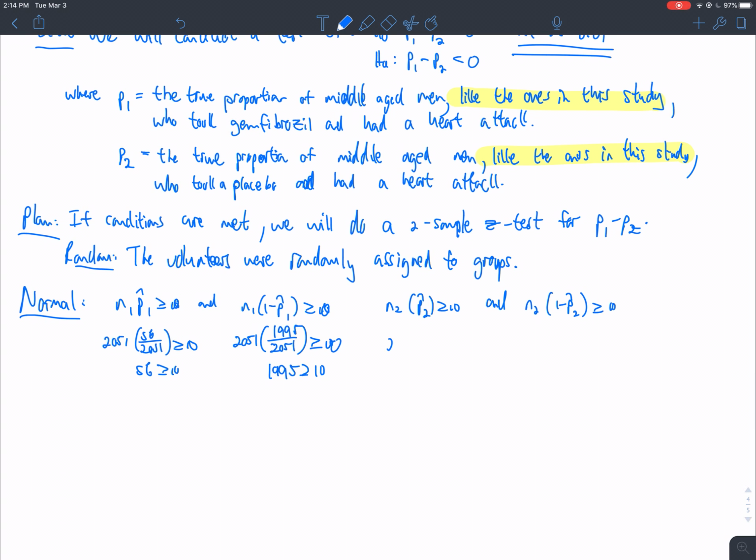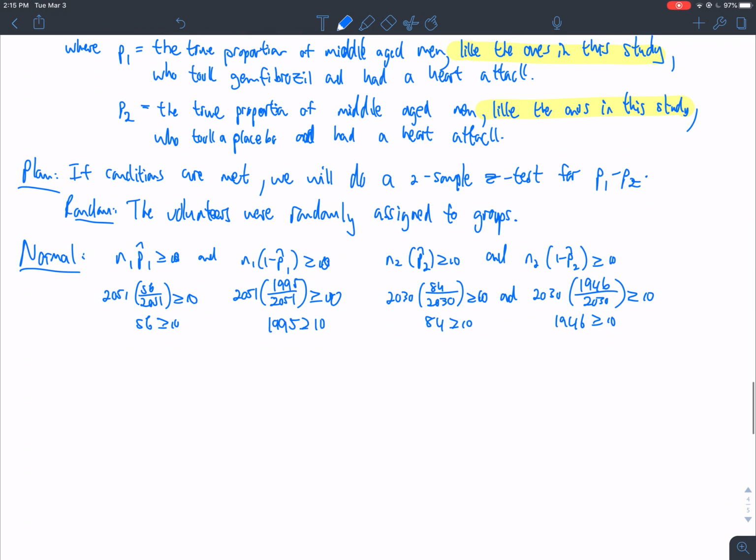We get 2030 times 84 out of 2030. And this would be 2030 times 1946 over 2030, which seems ridiculous to be writing all this. Okay, so I get that and this. Okay, so definitely the large counts condition is met, so you can just say the normal condition is met.